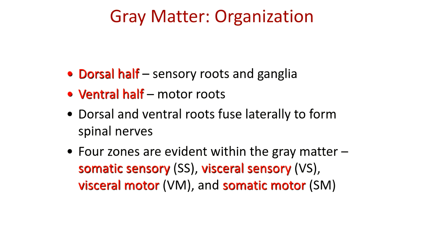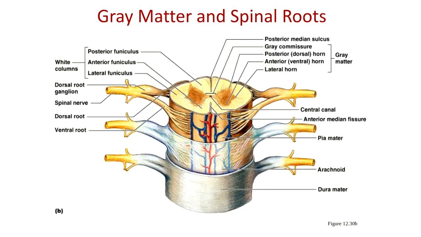Okay, we talked about this. Dorsal half, sensory roots. The ventral half is the motor roots. Okay, so if we go back, dorsal half is the backside. This is the dorsal half. And then the ventral half is that right here. So ventral half is motor. Dorsal half is sensory.